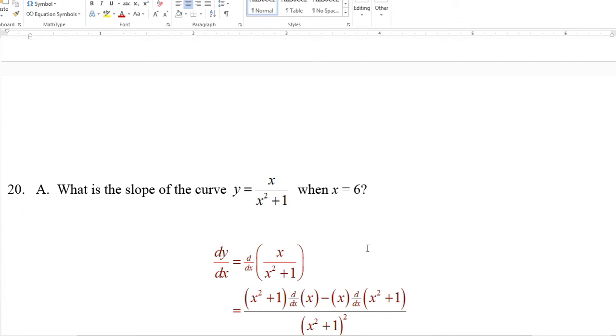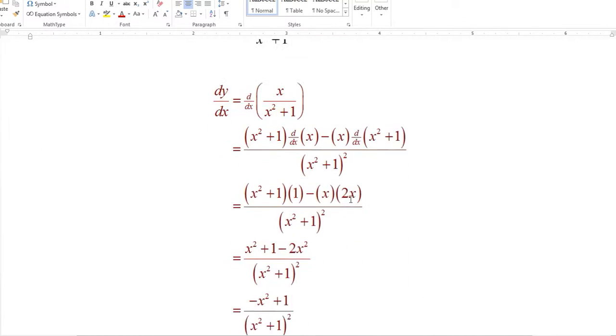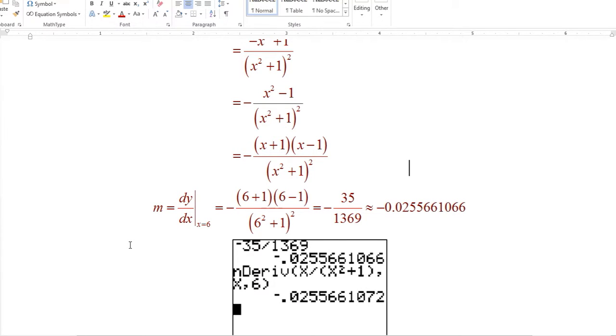Now, that's just the formula for the derivative. The slope of this curve when x equals 6 is a specific value, which is to take that formula and plug in 6. 6 plus 1 is 7. 6 minus 1 is 5. 7 times 5 is 35, and that minus makes it negative 35. 6 squared is 36 plus 1 is 37. 37 squared is 1,369. So if you divide that out, you get approximately negative 0.025566, etc.